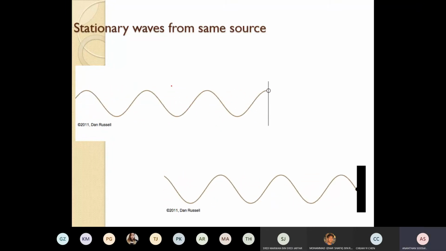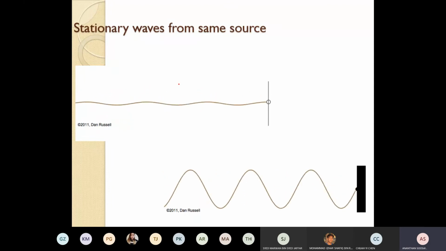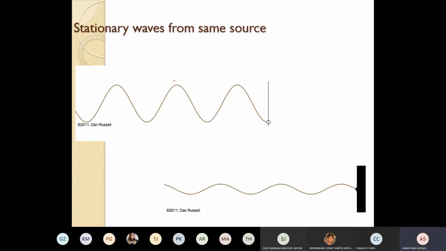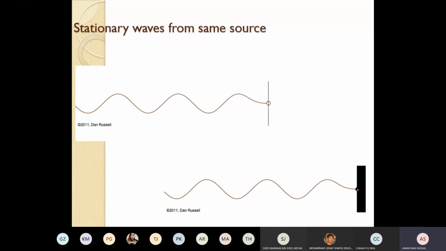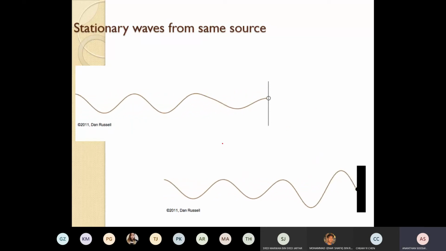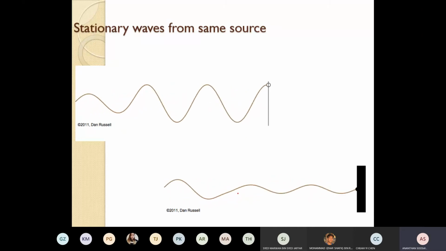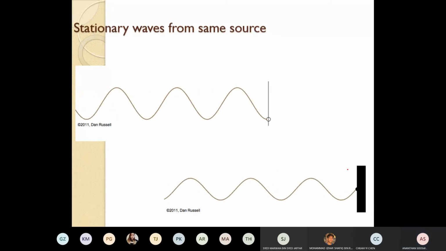The wave front does not advance. You see the crest is always there. It does not move forward. The wave front does not advance, or we can say the energy is not advanced. The same thing happens here. This is completely tight, this is loosened, but both can produce a stationary wave.